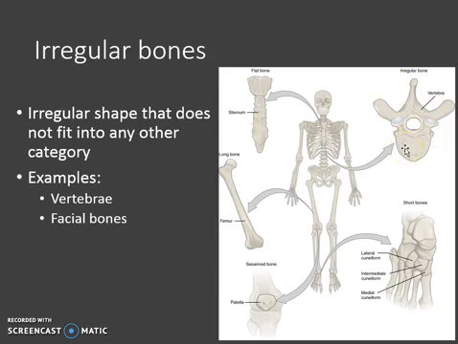Also your facial bones. You can't really see it here, but the bones that make up your cheeks, you've got the zygomatic bones and the maxilla bones and the ethmoid bone, and these are all bones that have a unique shape to them that don't really fit into any other category.